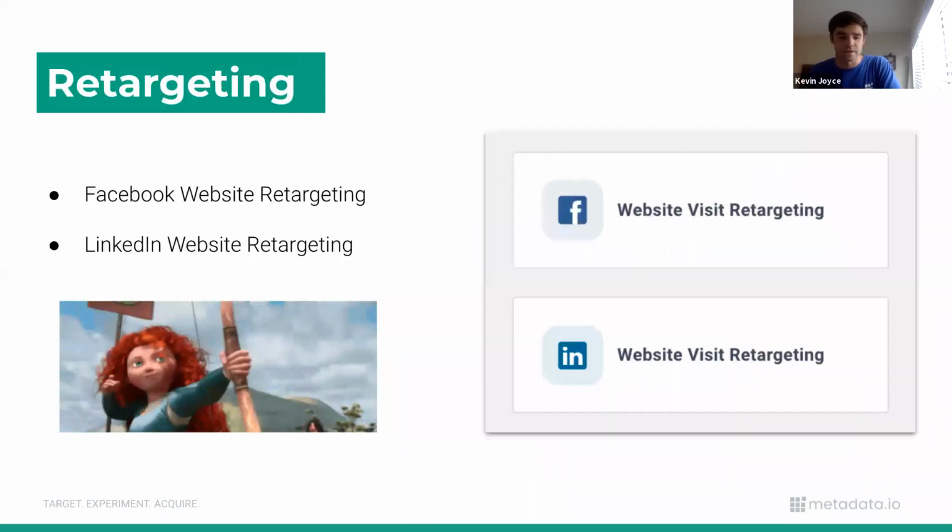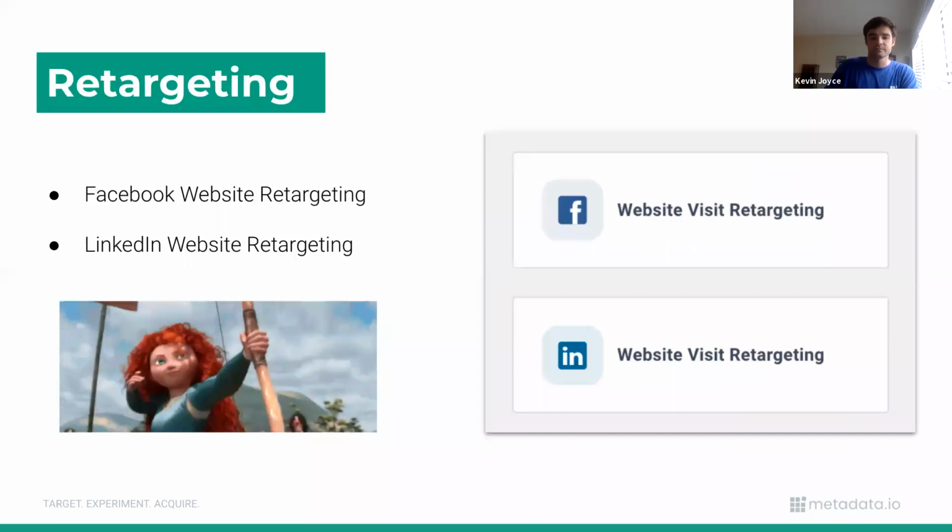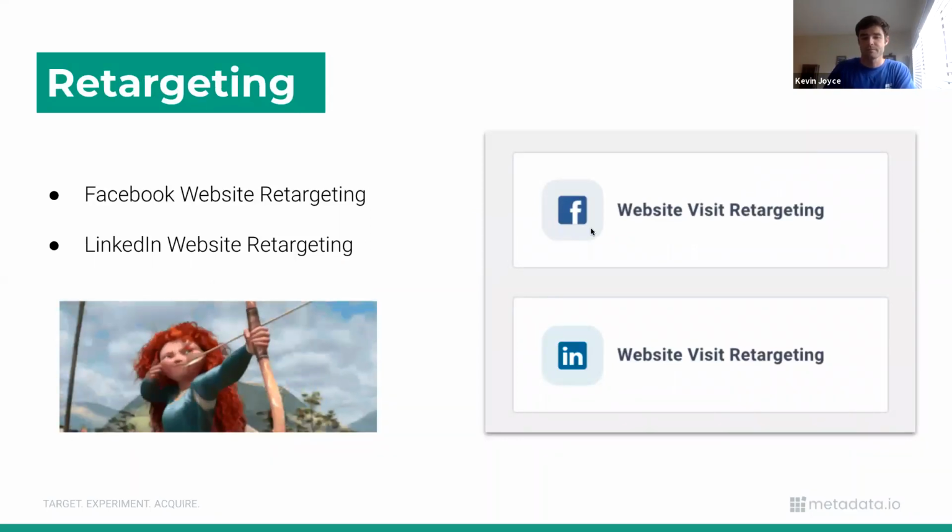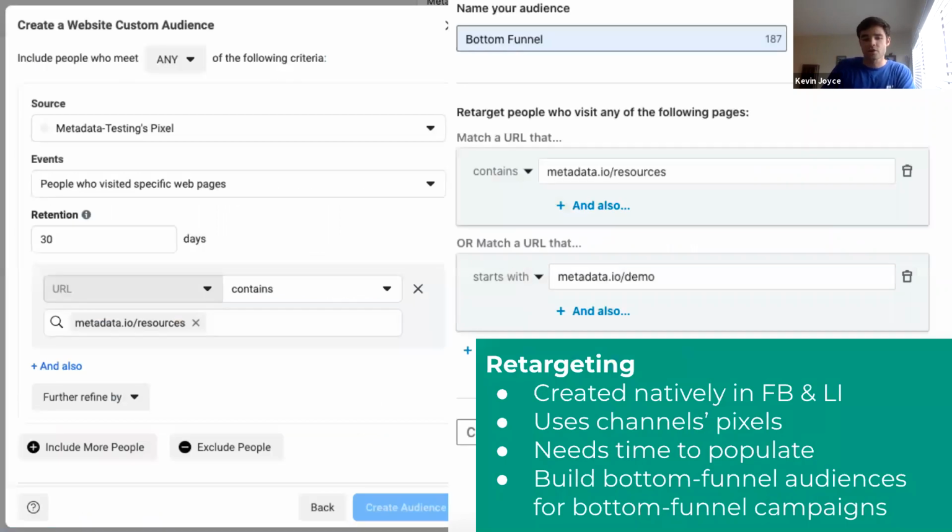Moving on to the last audience type, retargeting. Pretty important one. These audiences are created in your Facebook and LinkedIn ad accounts. Every page that you want to retarget needs the corresponding ad account's pixel placed on those pages. So if your company has multiple domains associated with it, you need to have a singular ad account's pixel placed on the back end of those multiple domains.